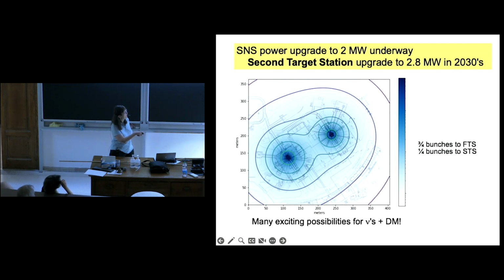This is looking down. This is where the protons come in, and this is where Neutrino Alley is. This is the second target station, and we are very actively exploring the possibilities for siting detectors either between them, at new sites near the first target station, and potentially in more space, even though lower flux, near the second target station. I didn't talk about it, but we also have very many interesting possibilities for looking at accelerator-produced dark matter.